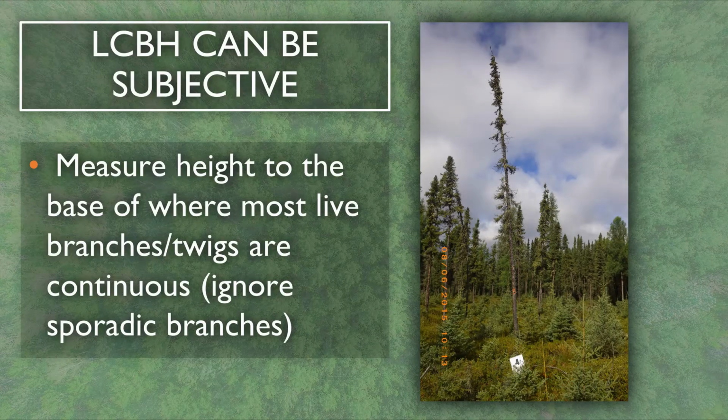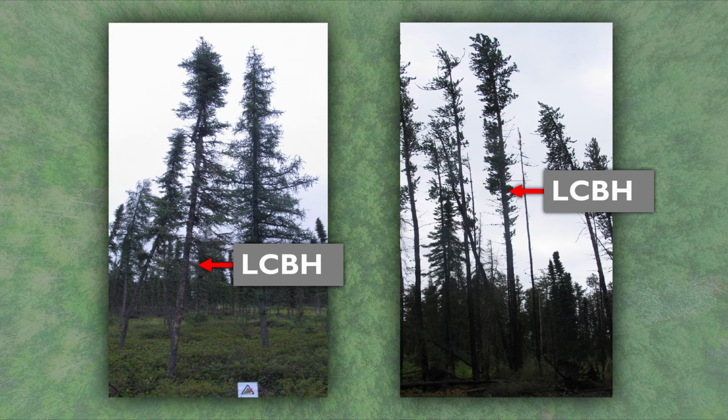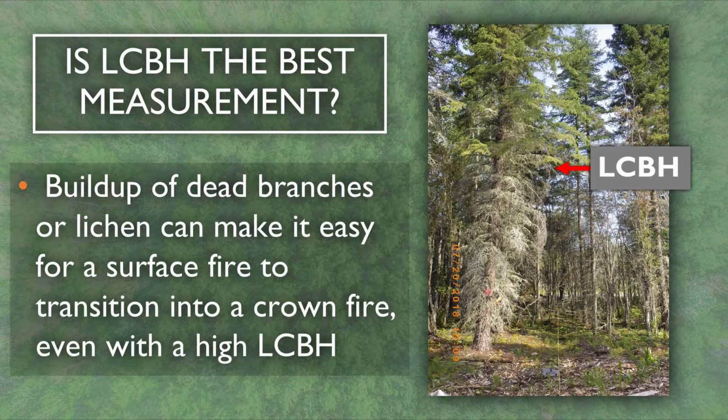Although there are different ways to consider where the live crown base height begins for fire research, most suggest measuring from the ground to the height at which most live branches and twigs are continuous, while ignoring sporadic branches. Unfortunately, this still leads to some subjectivity. In the cases presented earlier, we suggest that the live crown base height should be considered the lowest point above the ground where fuels start to become vertically continuous. If measuring on a hill, height measurements should be made from the uphill side.